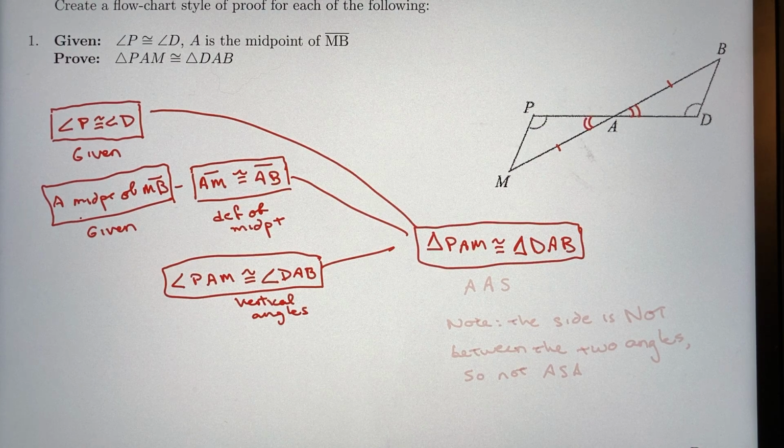Remember, there's two angles and a side. Is it angle side angle, or is it angle angle side? Is the side between the two angles? No. If it was, it would be PA. So this is angle, angle, side. Okay.